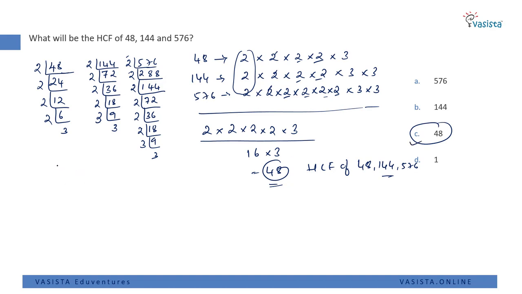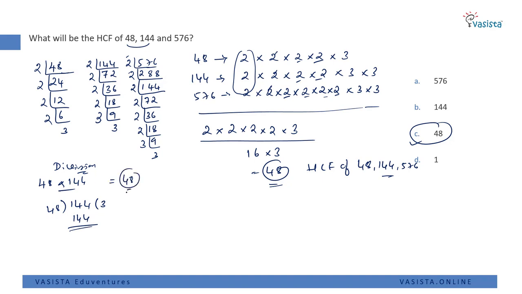Let us go with the division method. In the division method, first you take two numbers. Let us find the HCF of 48 and 144. Now divide 144 by 48. 48 3s are 144. So the HCF of 48 and 144 is 48.